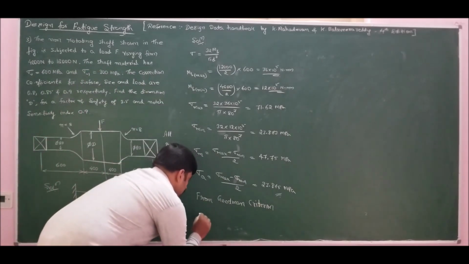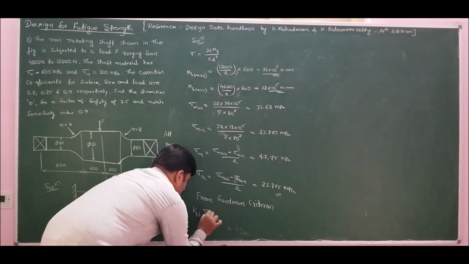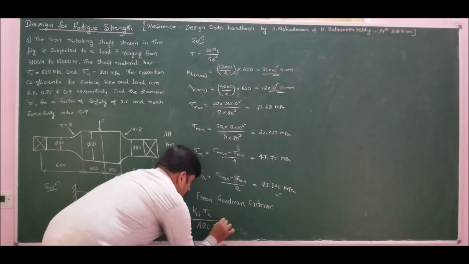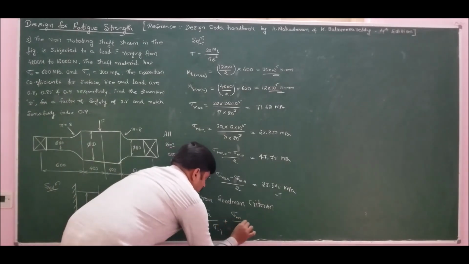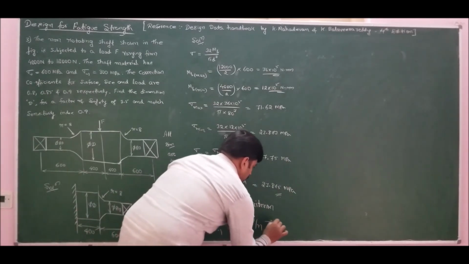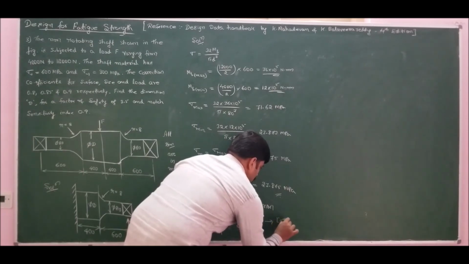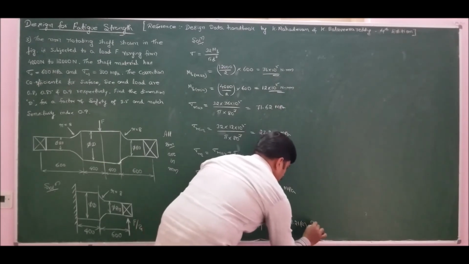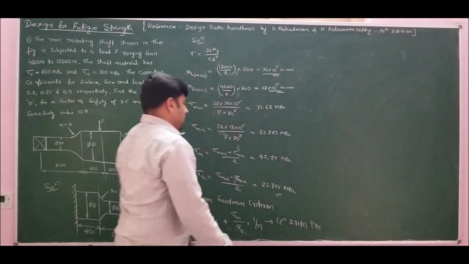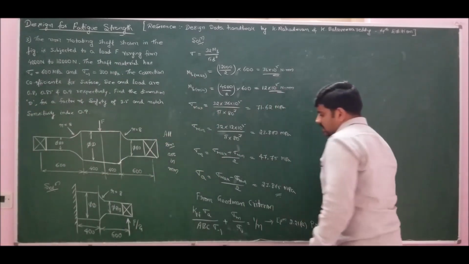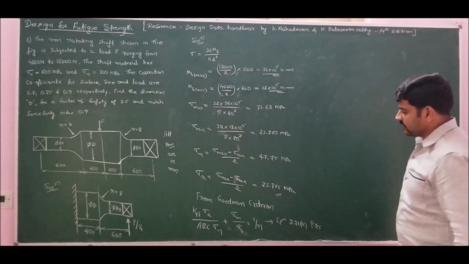From Goodman criteria, we know that fatigue stress concentration factor into sigma amplitude divided by factor A B C into sigma endurance plus sigma mean by sigma ultimate is equal to 1 by n, from equation 2.21a, page number 25 of our design data handbook. So now I know all the values except stress concentration factor. Find the value of stress concentration factor.